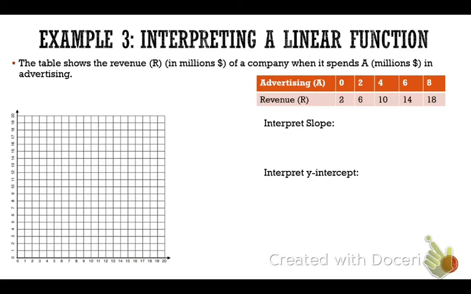All right, so it says a table shows the revenue in millions of a company when it spends so many millions of dollars in advertising. So we have advertising. You need to understand what the categories mean. So you have advertising dollars, and then you have revenue. Does everybody see that? Okay, so what forms of advertising? Let's try to make a real life example.